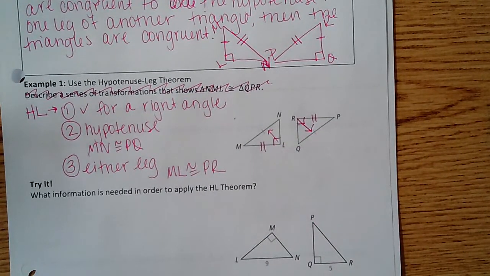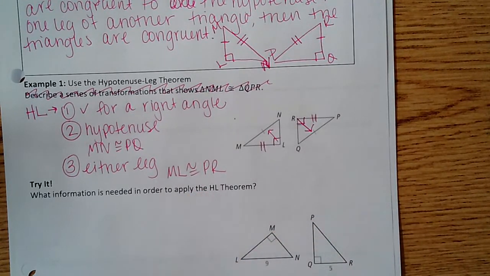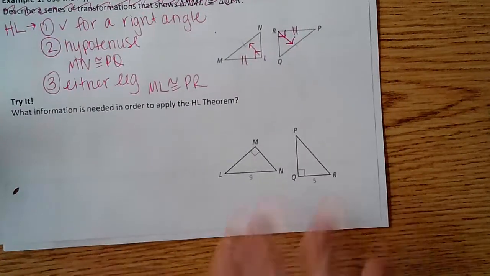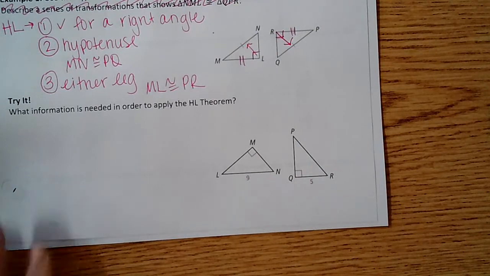So just like all the other congruency theorems, we're looking for three parts. You are still looking for three parts in this one, even though it's just called HL. Okay? The one that's hidden is 90 degrees, because if we don't have 90 degrees, we have no hypotenuse at all. So what other information do we need to apply the HL theorem in these two triangles here?